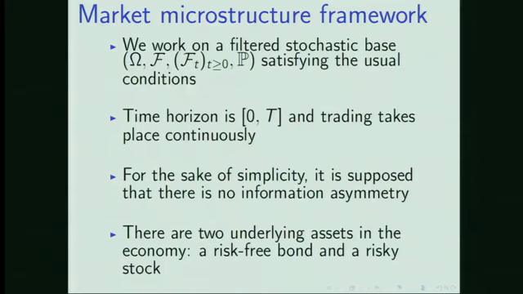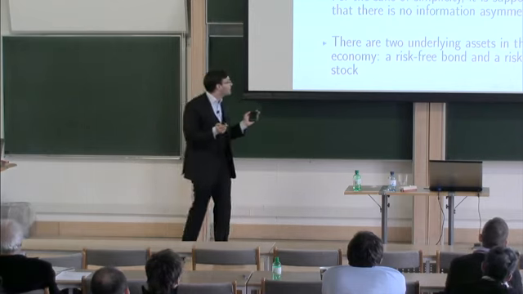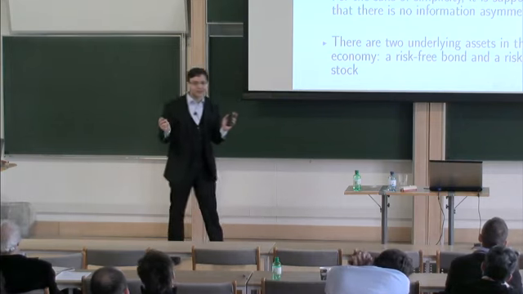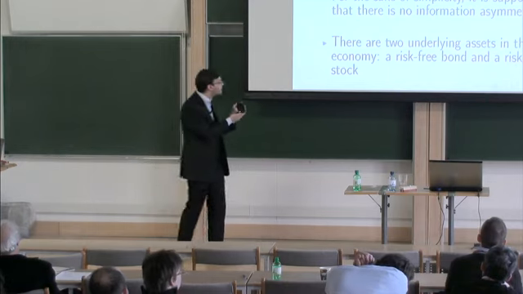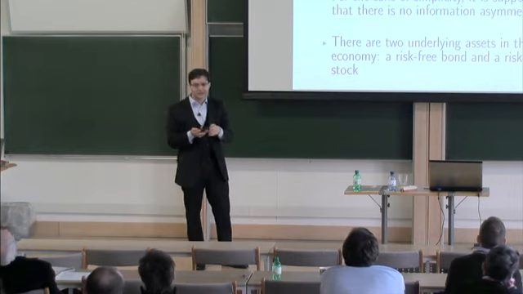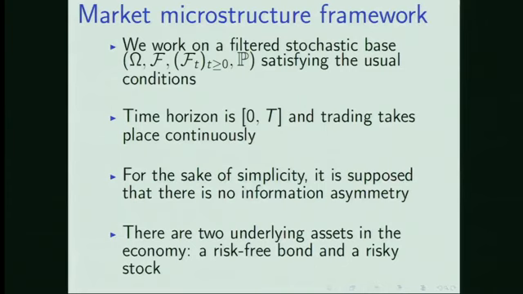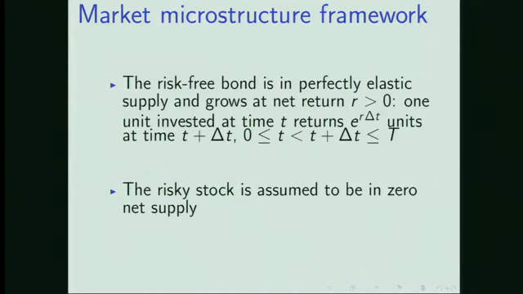And here we assume that we have no information asymmetry at all, so all the agents observe the same information. And if we want to model jumps on the market, we should assume that we have some assets. So in this example, we have only 2 assets in the economy. We can put the money in the bank that offers some interest rate R that is risk-free, and also we can put the money in the stock, and the stock price process is risky, so it's stochastic. For the risk-free bond, we can assume that it grows with the rate R that is greater than 0. And we assume that the risky stock is in 0 net supply.